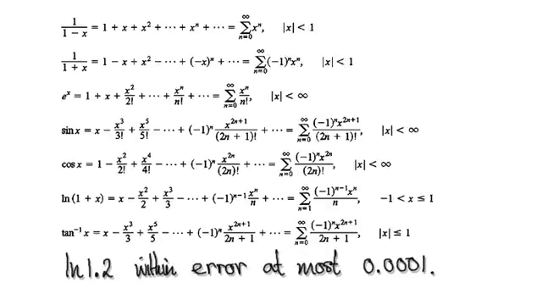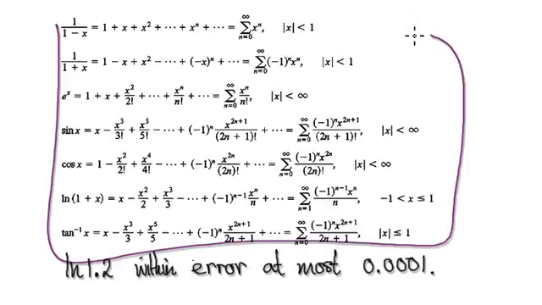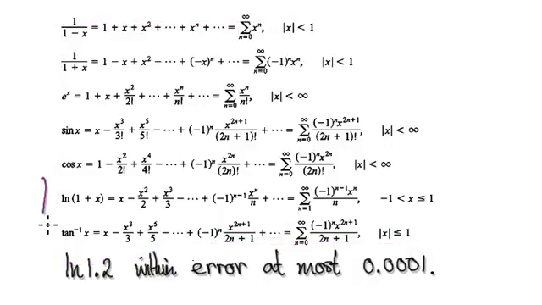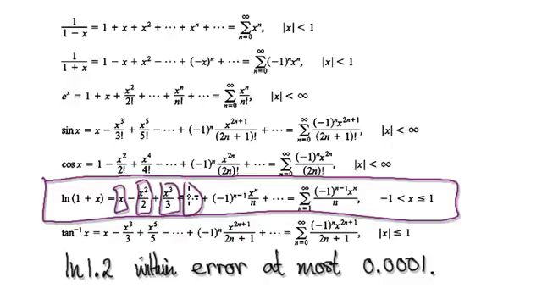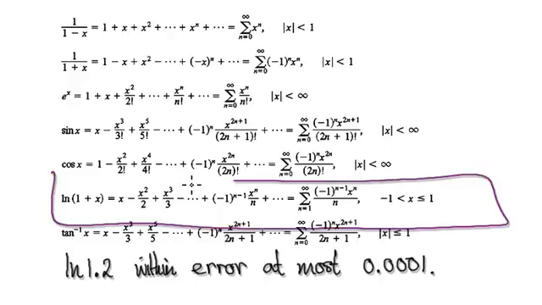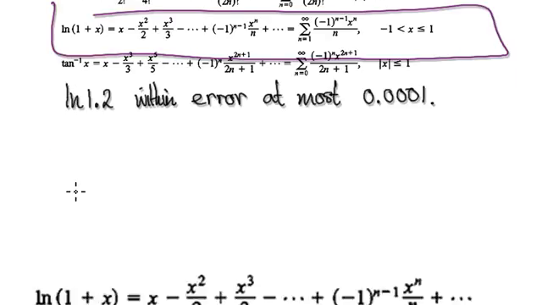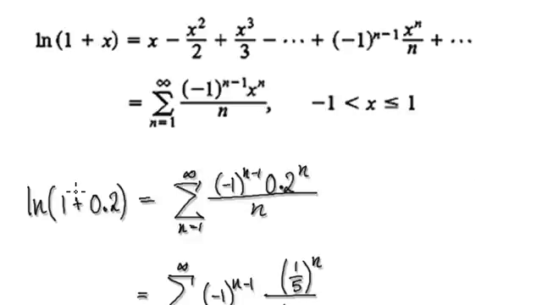In the past we've seen this table before. Now look at this one here. So in this video, we're going to work out how many terms we will need in order to get natural log 1.2 within an error of at most 0.0001. Okay, so now let's just zoom into this bit. That will then take us to here.